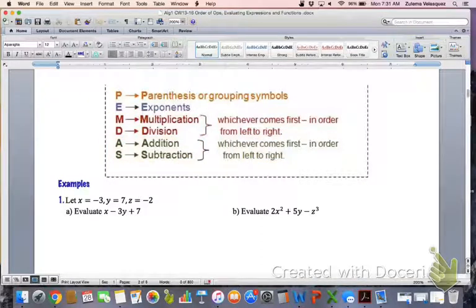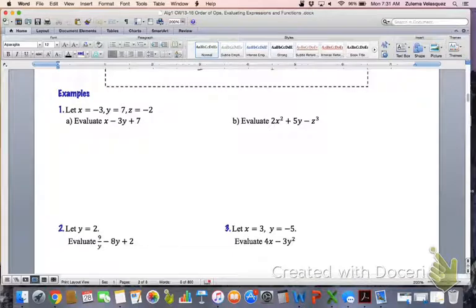So let's go ahead and look at our first examples. Number 1, we're going to evaluate x minus 3y plus 7. So all we're doing is replacing the numbers for the letters. I can see that x is equal to negative 3, so this becomes negative 3. Then we have the minus 3. I'm going to replace the y with parentheses plus 7. y is equal to 7, so I put a 7 in here. So again, all I did was replace the letters for their numerical values.